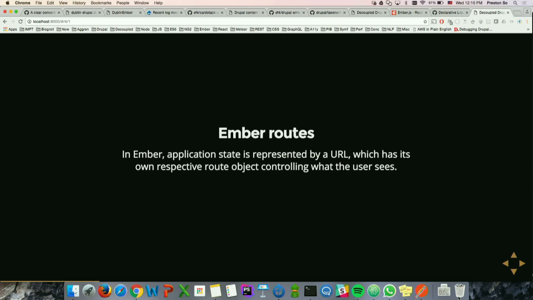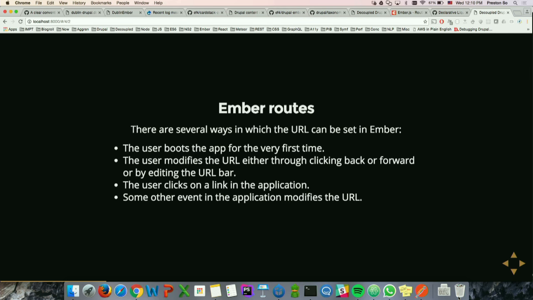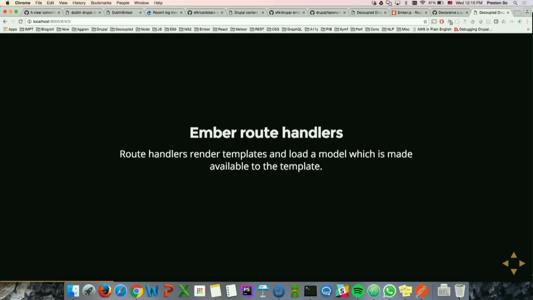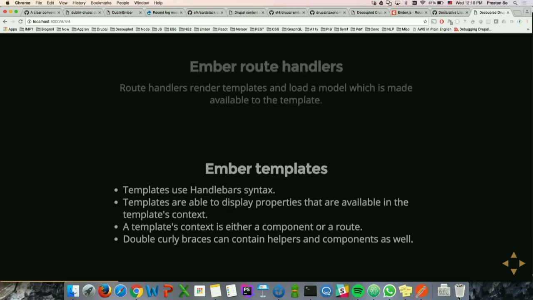All right, so let's talk a little bit about Ember's architecture, and then we'll dive into some code. So in Ember, application state is represented by routes, which is pretty common among these application frameworks. And it has a respective route object that controls what the user sees. There's a lot of ways in which you can set the URL in Ember. You can either modify the URL, you can have the index route, which is when you boot the app for the first time. And then obviously you have events in the application that modify the route or someone clicks on a link. There's also route handlers in Ember, which is probably a familiar concept to many of you, which is a way to render templates and load data models. And we'll talk much more about that very soon.